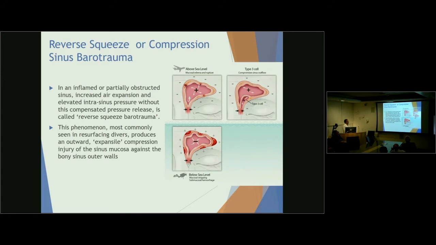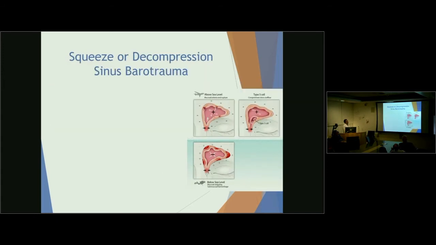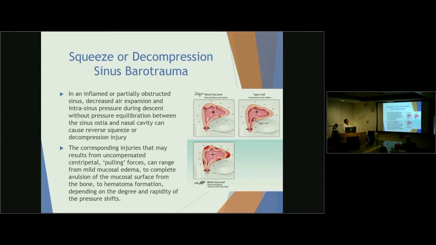So we talked about that a little bit, and this is the squeeze one, or decompression sinus barotrauma. It happens when the ambient pressure increases, when you're diving actually, not when you're resurfacing. So you can get decompression sinus barotrauma or decompression otic trauma. All right, so we talked about this and this. Again, when you're talking about decompression or squeeze sinus barotrauma, it results from uncompensated centripetal pulling forces. The injury can range from mild mucosal edema to complete avulsion of the mucosal surface, which is shown here. You can get actually submucosal hematoma. We're going to review some cases when we get to the radiology part.